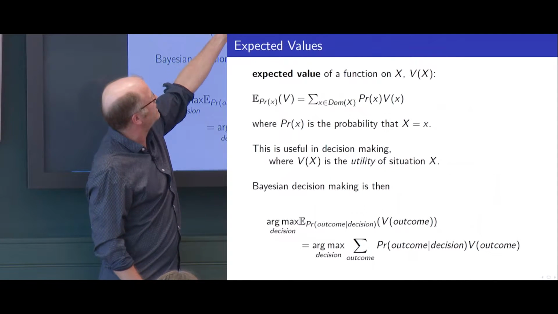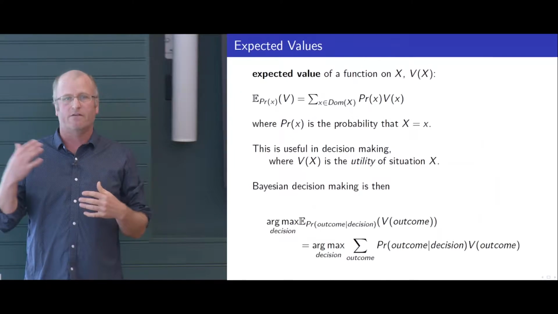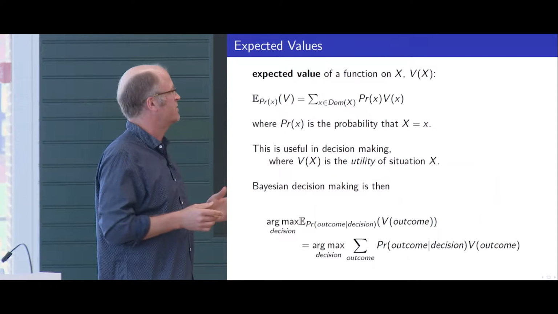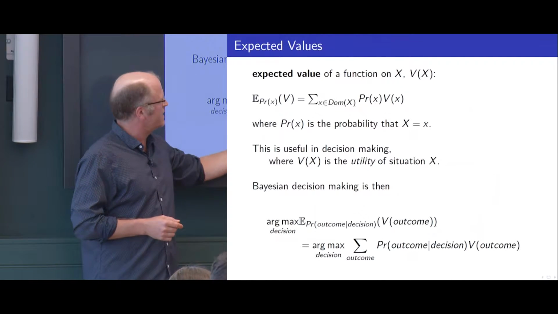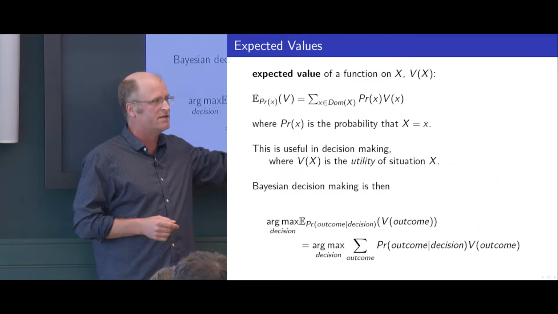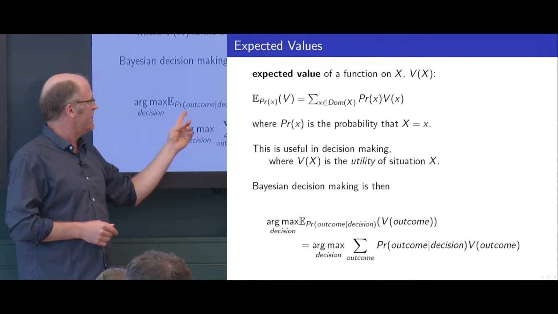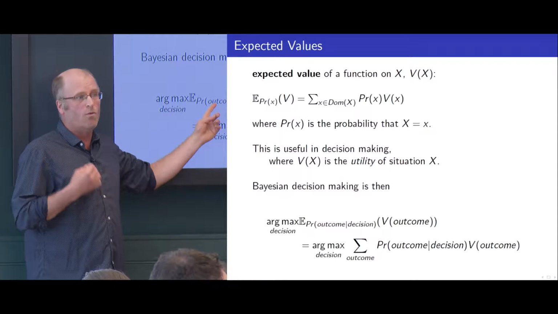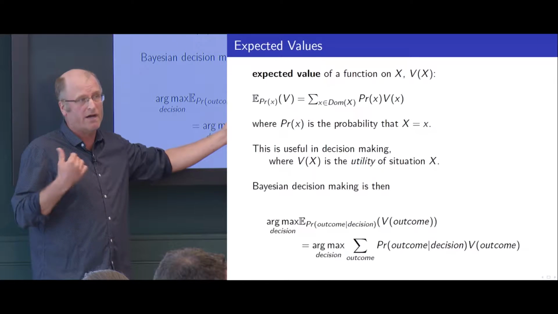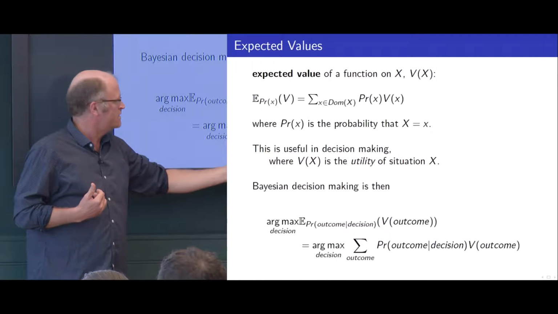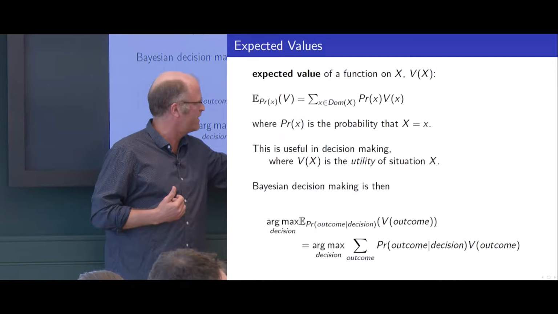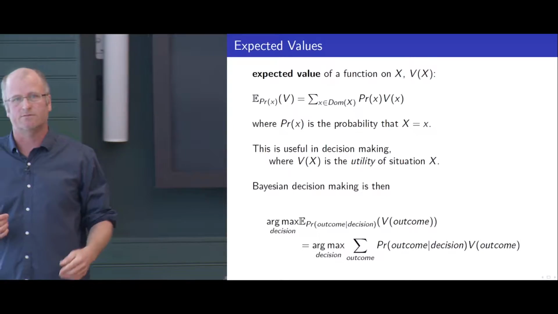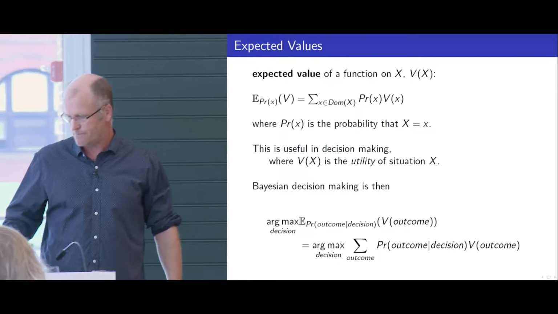We do this expectation by multiplying our probability of events by the values that they have, or the values of this function, and then summing over all the possibilities that it could take. So Bayesian decision making is then: I want to know the expected value of an outcome, and I will take that expectation with respect to my beliefs about what outcomes are going to be the result of my decisions. All right? So given the probability of the outcome given the decision, multiplied by the value of the outcome, summed over all the outcomes, that tells me how worthwhile this decision is going to be.